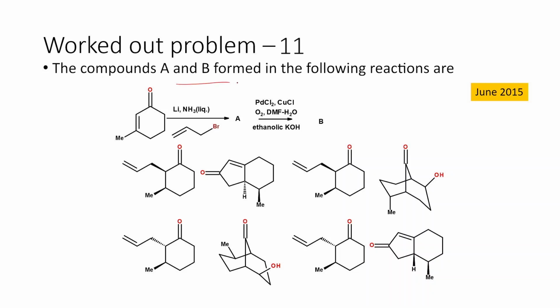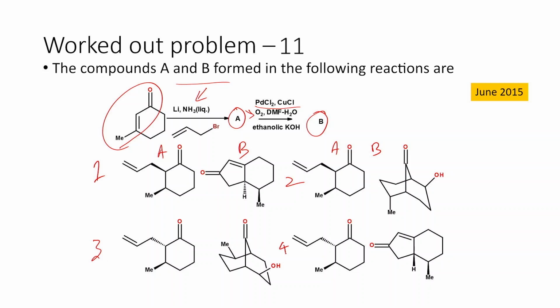So here, the major product formed in the following reaction is... we have an alpha beta unsaturated system. This is treated with lithium and liquid ammonia, followed by reaction with allyl bromide. It leads to an intermediate A, and this intermediate A is now treated with PdCl2 and copper chloride in the presence of oxygen, and in the final step it is treated with ethanolic KOH to give a product B. So these are A and B, and we have 4 options: 1, 2, 3 and 4.